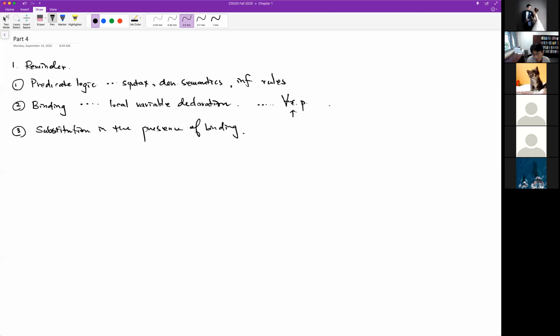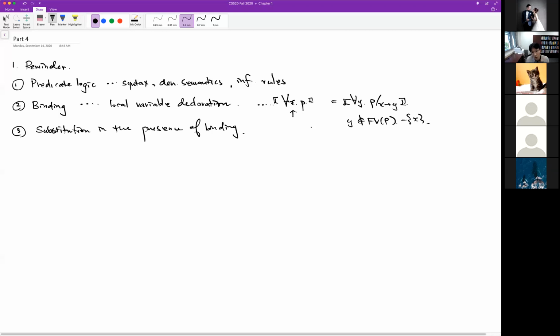But then intuitively we think that its meaning should be the same as the meaning where we rename x to y, okay? Where y doesn't appear as a free variable in p, other than x. So we pick some fresh variable y and we rename variable x to y. Then the meaning should be preserved.